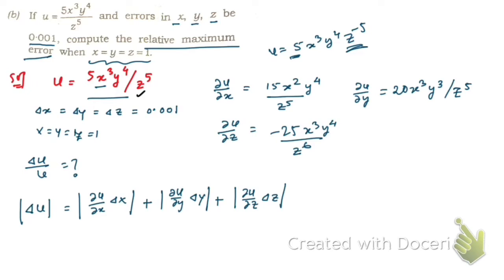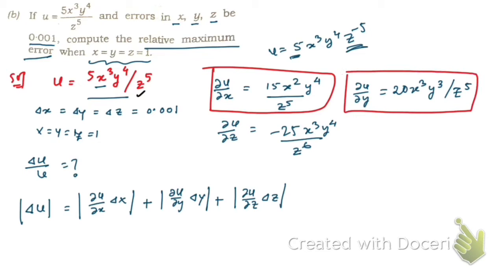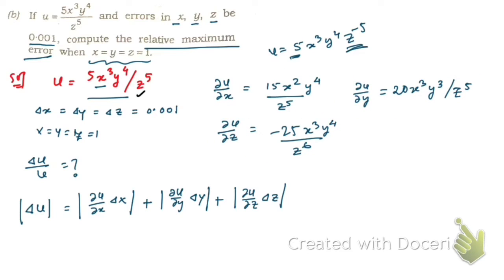So if we use this result here, let us use these results here, then what we're going to have is 15 x square y to the power 4, and one more thing, most importantly, just wait, let me keep it, just wait.